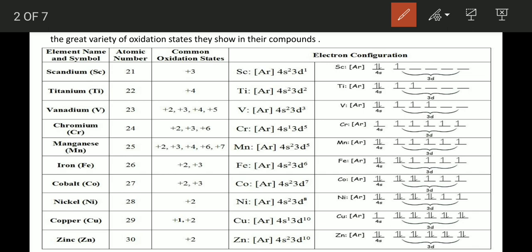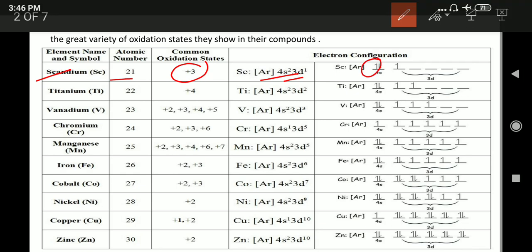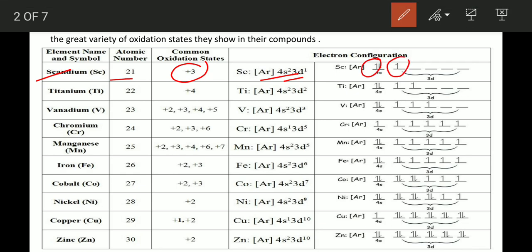See this first transition series. Scandium, Sc, atomic number 21, outer electronic configuration 4s2 and 3d1. On that basis, it shows +3 oxidation state. You are observing here these 2 electrons in the outermost shell and this 1 electron in the penultimate shell. These take part in the bond formation and form this +3 oxidation state.